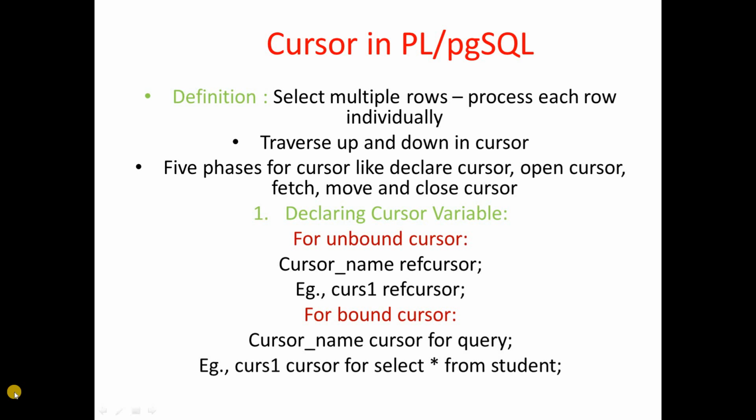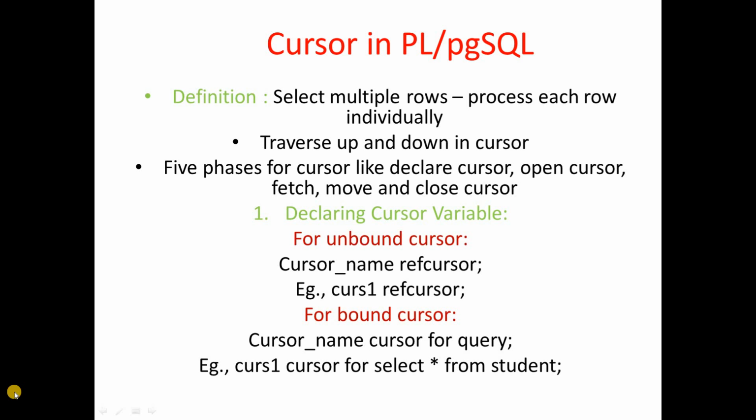The first phase is declaring the cursor variable. Whenever we have to implement a cursor in a function to store the result set of a particular query into a cursor, we have to declare the cursor variable. There are two types of cursor variable. The first is the unbound cursor and the second is the bound cursor. So what are unbound and bound cursors?